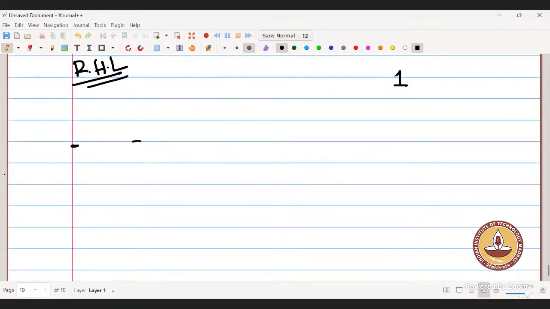Next, you consider the function f of x equal to mod x. Now, you draw the graph. What is the graph of this function? B is a. Yes, B is a.